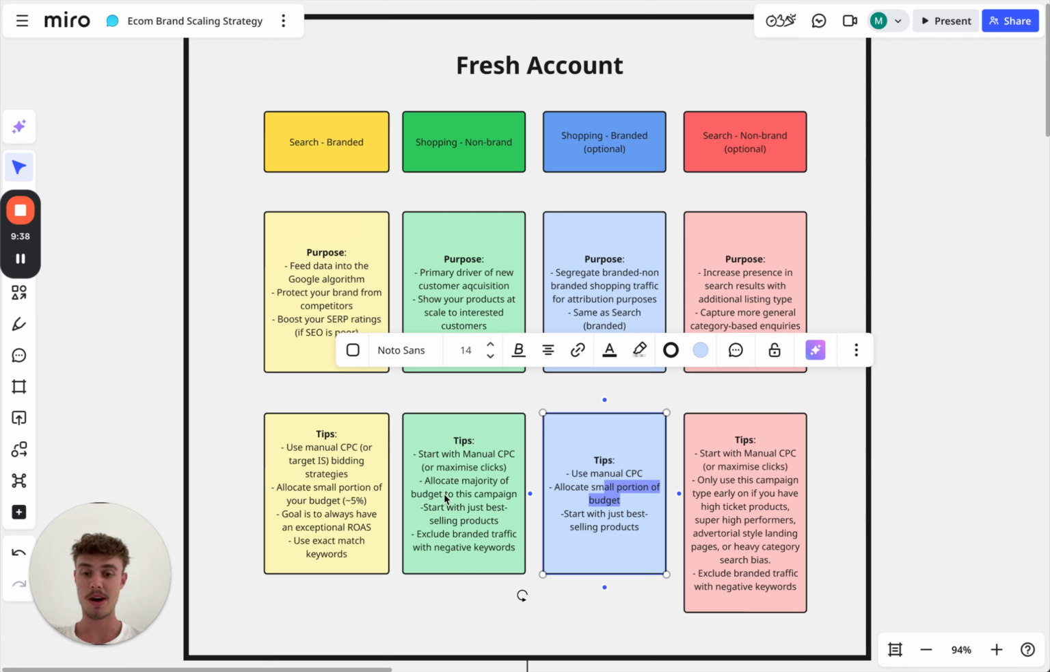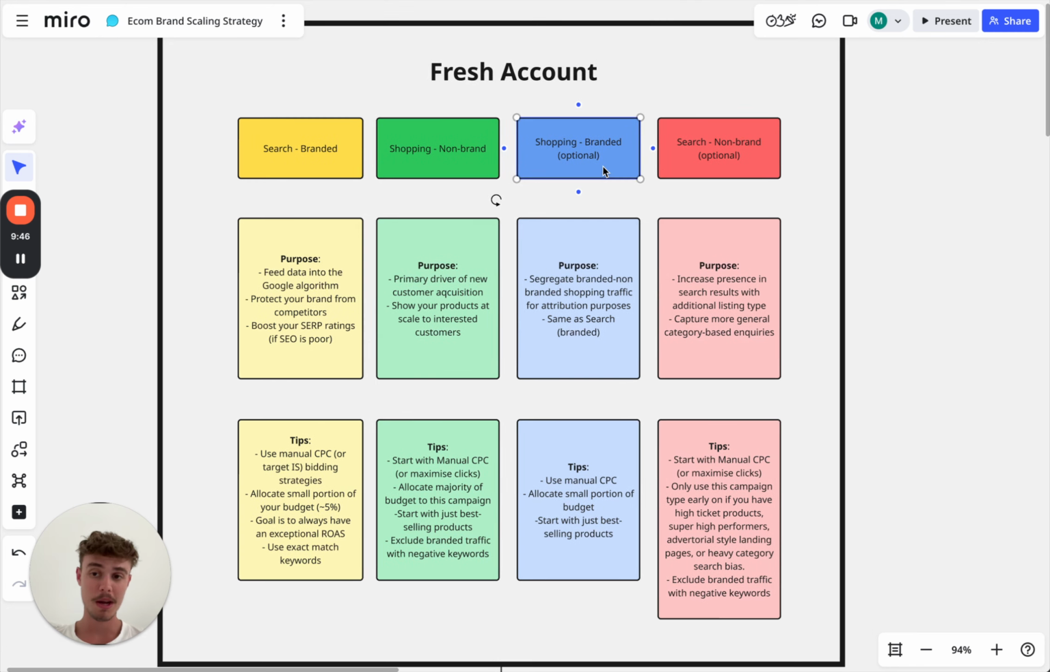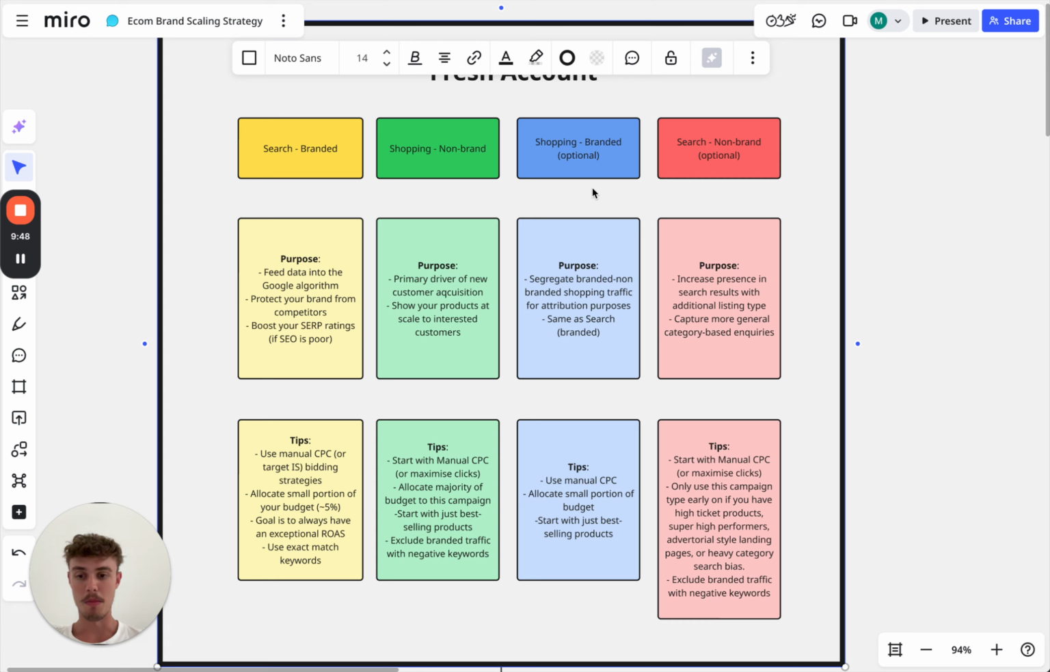Once again, it should have a really high efficiency, similar to search branded, and you should start with just your best-selling products. And the primary way that you create one of these branded search campaigns, or branded shopping campaigns rather, it is a little bit more difficult than a branded search campaign because shopping runs on your GMC listings for targeting rather than keywords.